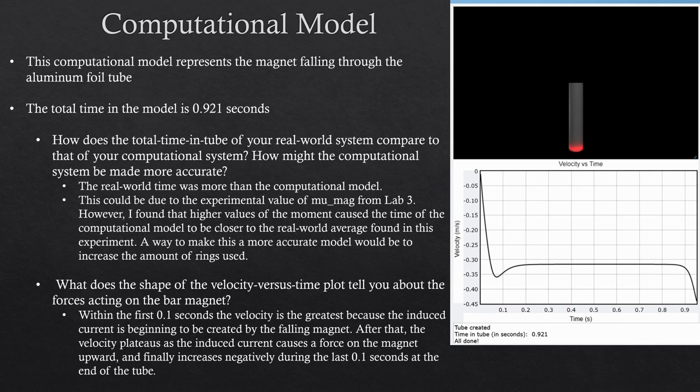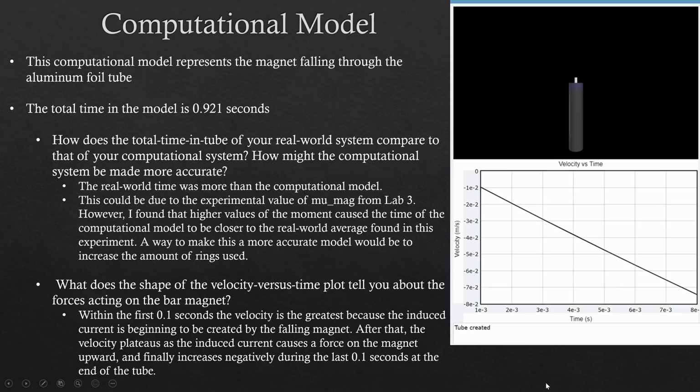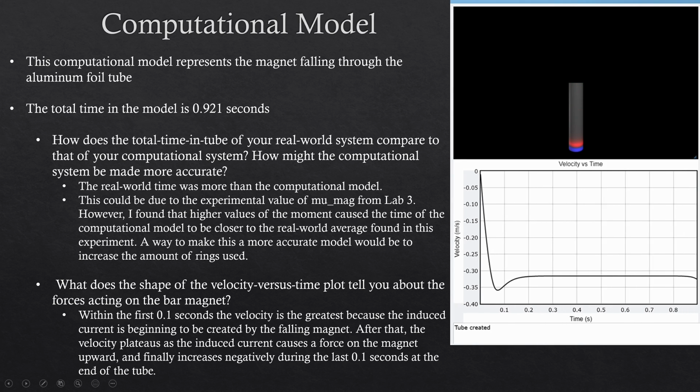This could be due to the experimental value of μmag from Lab 3. However, I found that higher values of the moment for the magnet caused the time of the computational model to be closer to the real-world average found in this experiment. A way to make this a more accurate model would be to increase the amount of rings used.